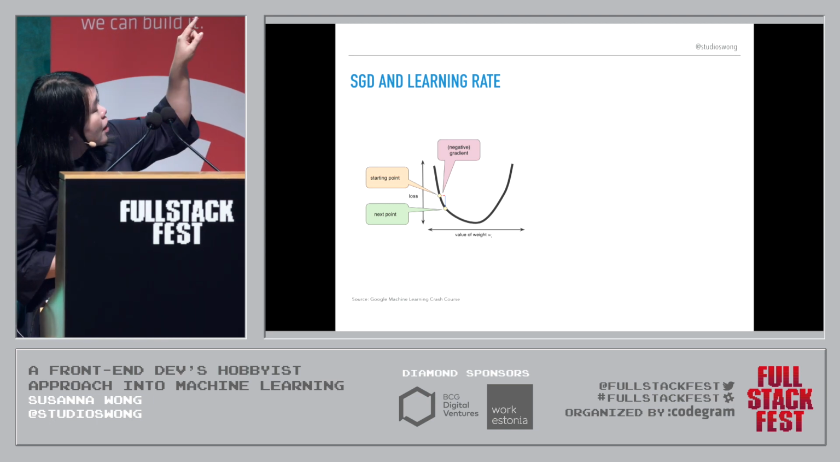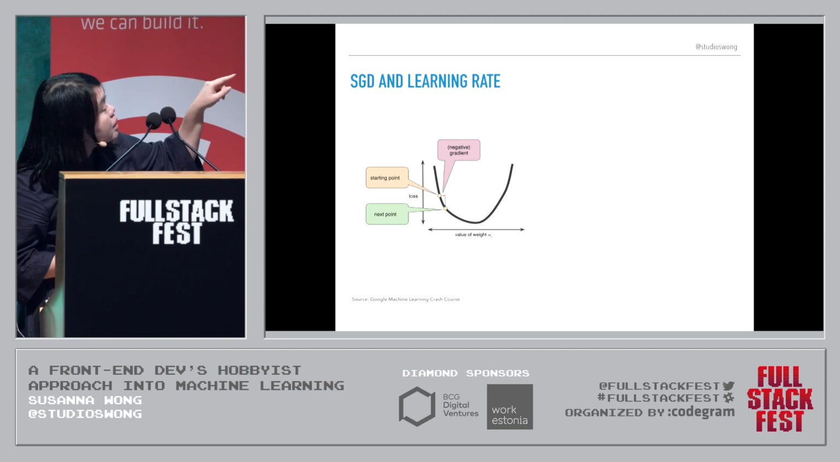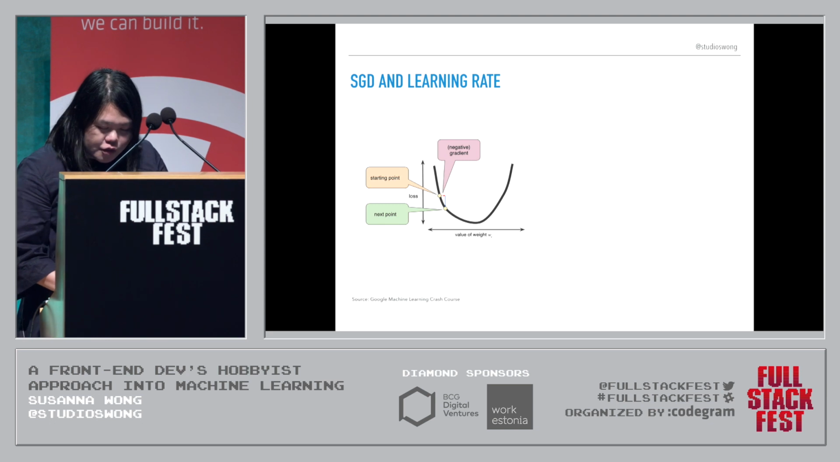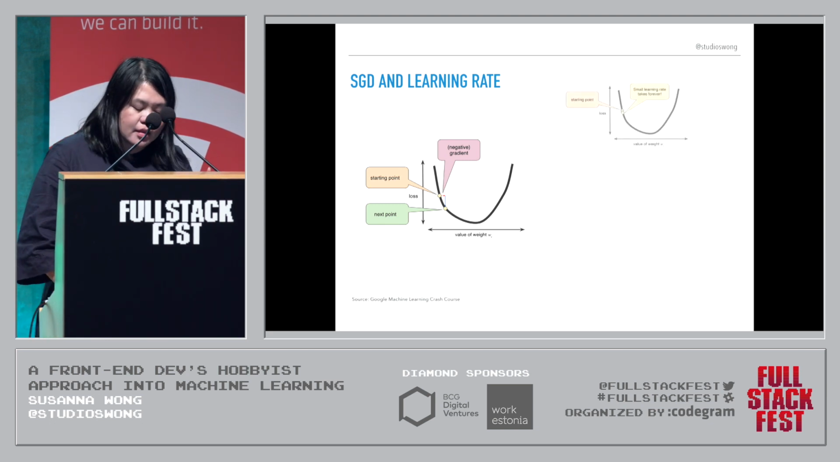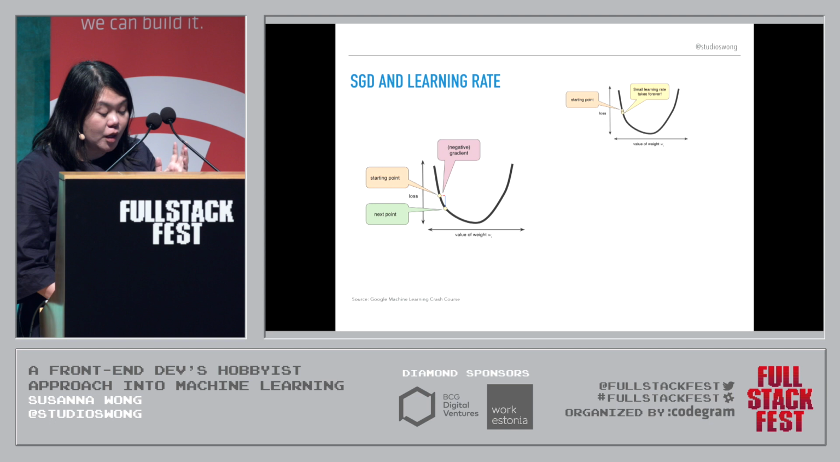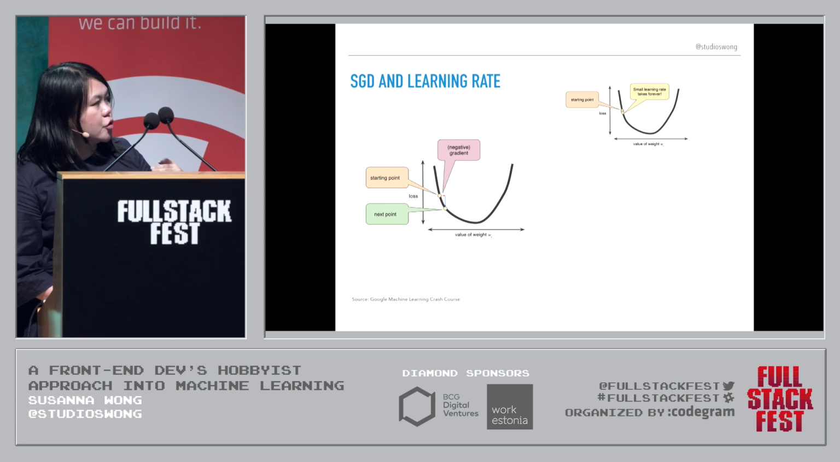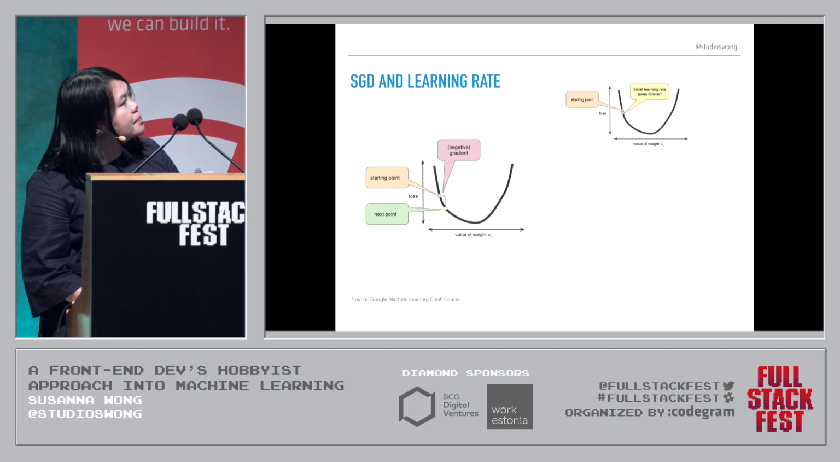So this graph will help them determine the next point to enter until it reaches the bottom of the curve. There is something within this concept about the learning rate: if you have a learning rate that's too small, it would just take forever for the model to learn and reach the minimum optimal point.